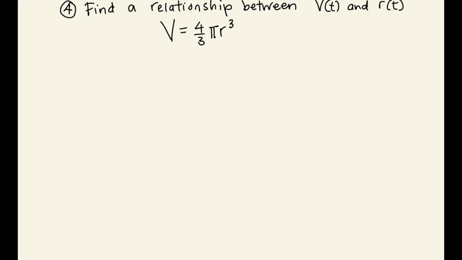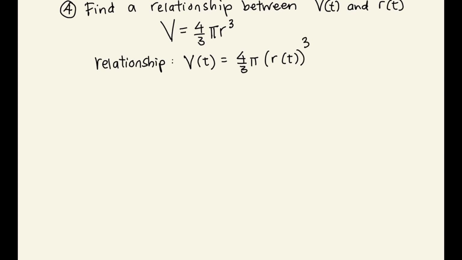And just to remind you that our sphere is actually changing, and the volume is actually changing. So I'm just going to write the relationship that we have, in function notation: V(t) is equal to 4/3 pi times the radius at time t cubed. Okay, so that is a relationship between the volume and the radius at any time t.